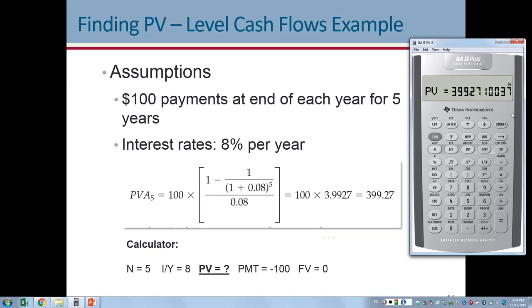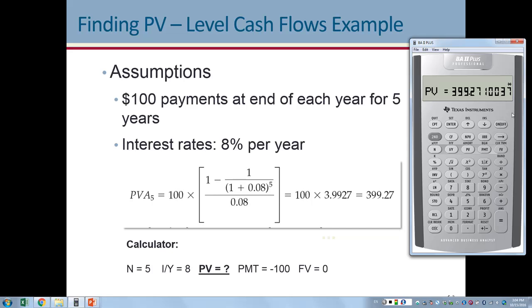We can see it two ways. We can see it as if we put $399.27 in the bank today, and interest rates are 8%, we should be able to receive $100 every year for 5 years. Now, you say, okay, $400, how can you receive $500, for 5 payments of 100, if you put $400 in the bank today? Well, interest. That's the key. We mentioned before, and I'll mention it again, interest is the most important part of these calculations.